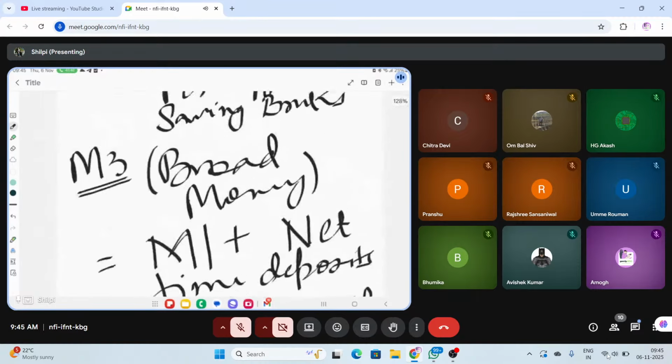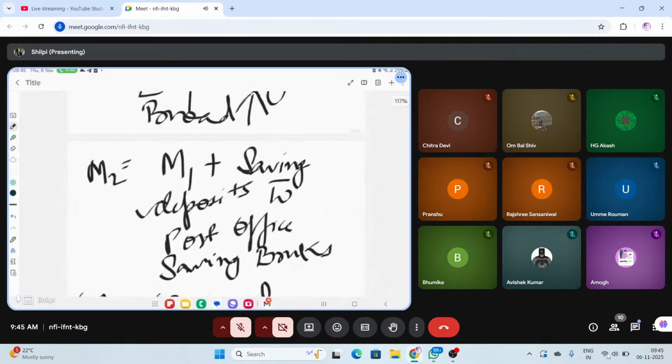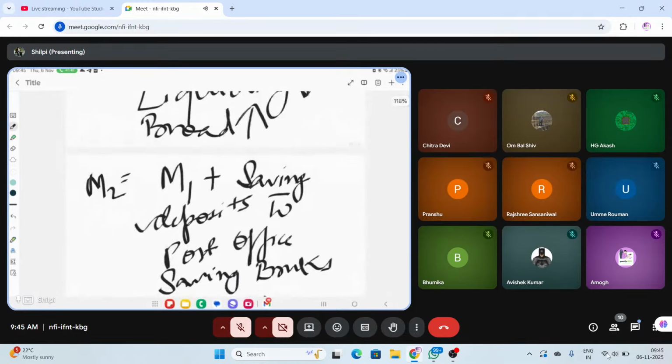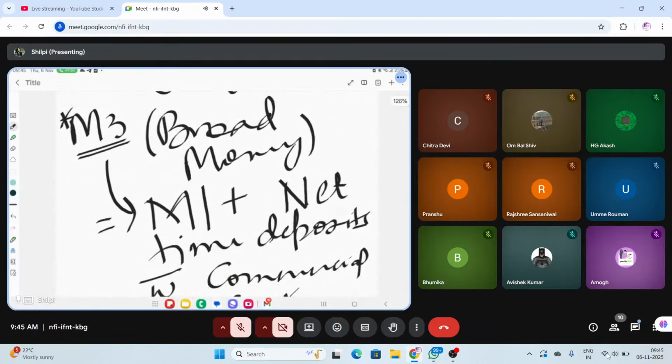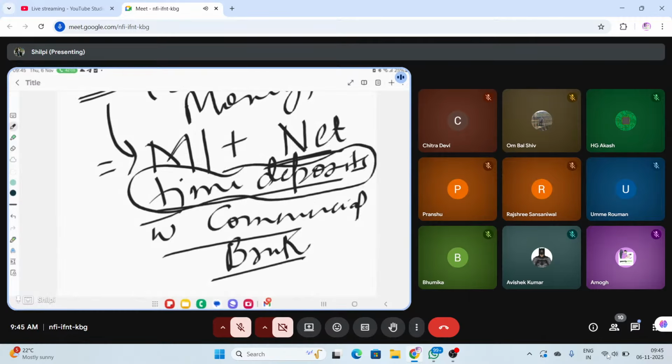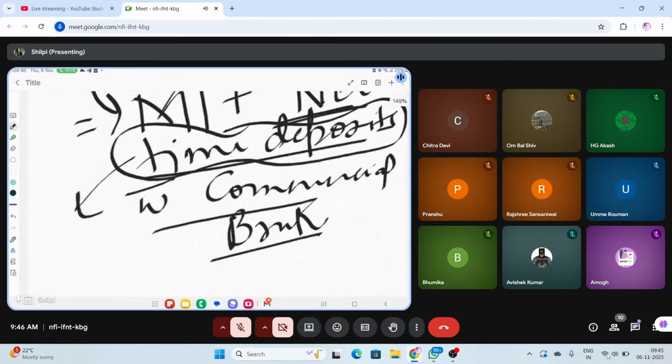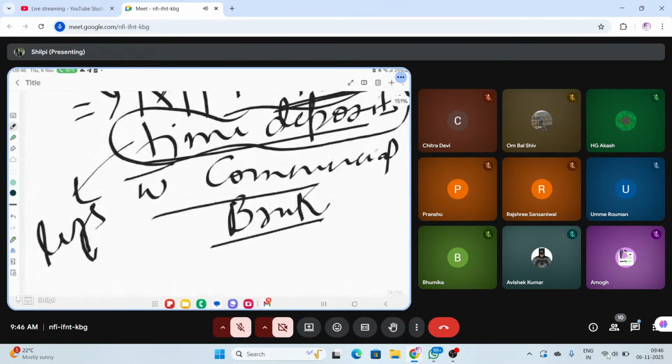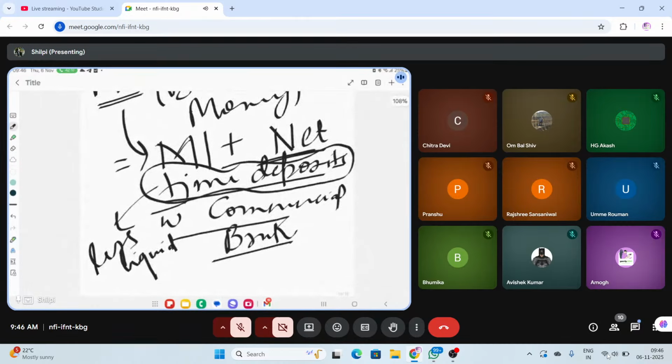The only formula that I feel is very important to learn is M3 and M1. M3 is nothing but M1 plus the net time deposits with commercial banks. So you could understand from the formula itself that it is going to be less liquid, as we have understood the concept of time deposits, the deposits that cannot be easily cashified on demand. Since the term time deposit is not liquid, it cannot be cashified on demand. So obviously the liquidity is going to be less, but it is a broader term.